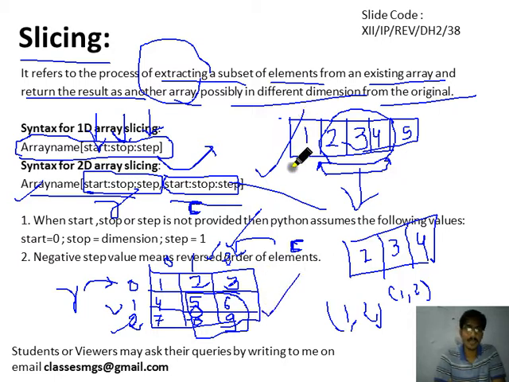Okay, so let me move ahead. We may also have negative indexing: -1, -2, -3. So we can also have negative index slicing, like -1 to -3. We will see that in the next example.